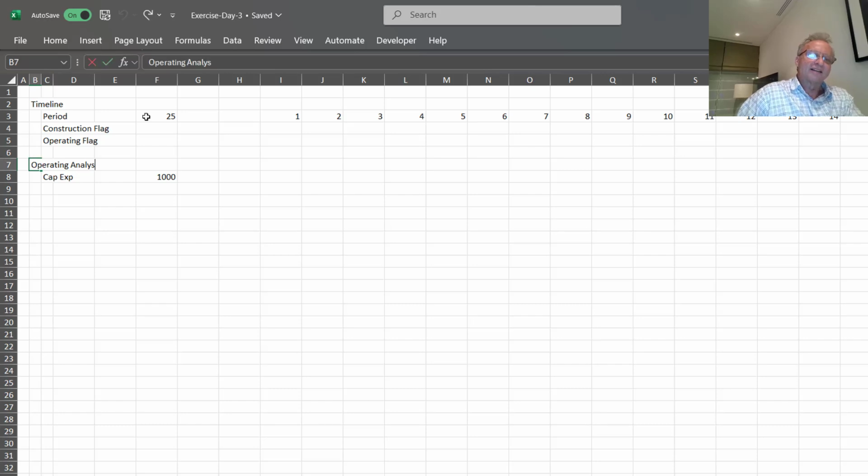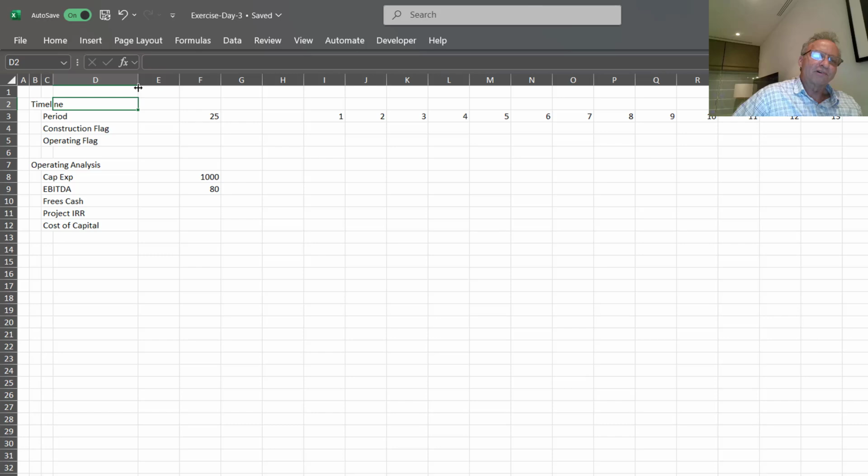Then below the operating analysis, we'll put some EBITDA in here, and everything depends on the EBITDA. So let's put 80 or something in for the EBITDA. Then we'll put free cash flow, which is the EBITDA minus CapEx, and we can get our project IRR, and we can get our, let's put a cost of capital. I'm not going to ever call this a WACC. I'll go crazy if I do that, and we'll put a cost of capital in.